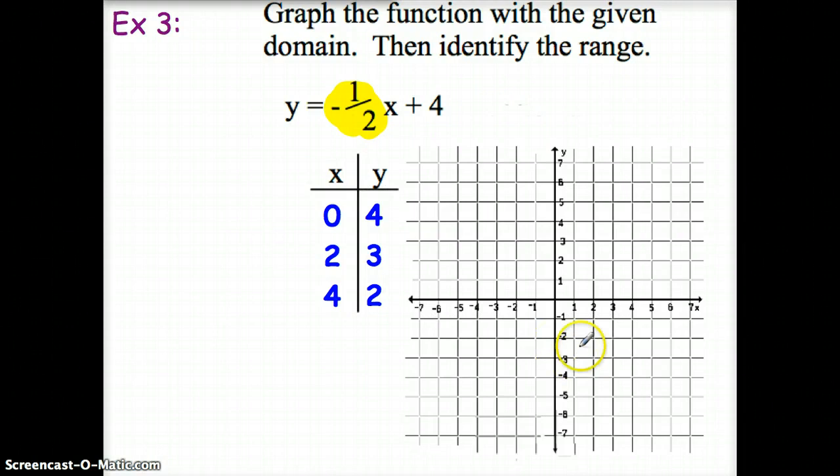So there's step 2. Graph those ordered pairs. I've got 0, 4, 2, 3, and 4, 2. Connect those points with a line. And make sure you have an arrowhead at each end.